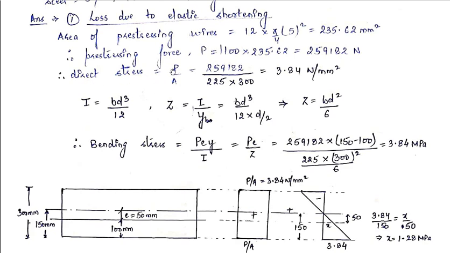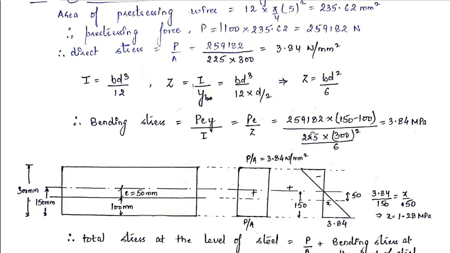Now the direct stress will be P upon A. Just put the value of P and put the value of A. See here, capital A is the area of cross section, and not the area of the pre-stressing wires. Okay, so the area of the cross section is 225 into 300. And since it is a rectangular section, therefore the area of cross section will be B into D. B is 225 and D is 300. So the direct stress will come out to be 3.84 Newton per mm square.